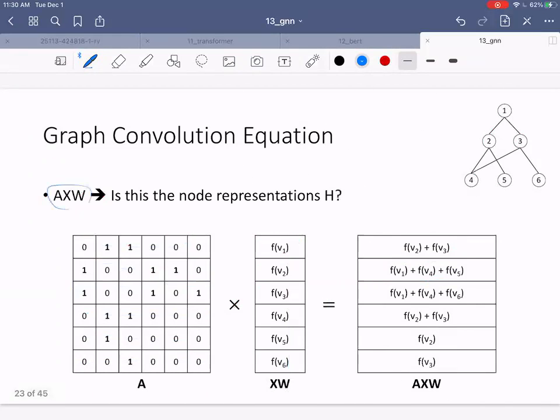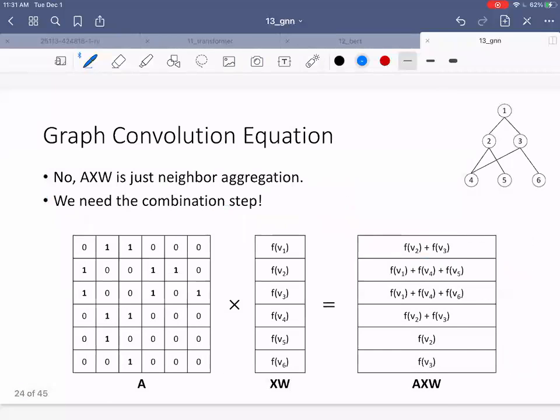So is AXW a node representation H? Is this the node representation of node number 1, H1? Or is this H2? And can this be H6? Are they enough? Anybody care to answer? Can they be a good representation of each node? No. Why is it a no then? Exactly, yes. We need to combine. Very good. This so far was just neighbor aggregation.